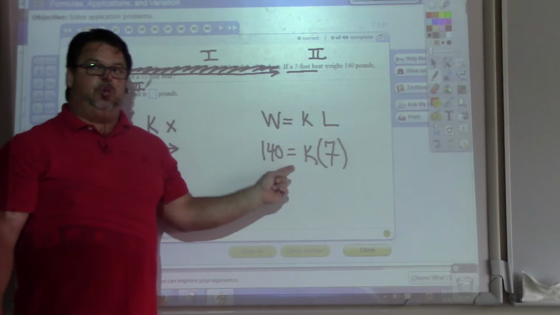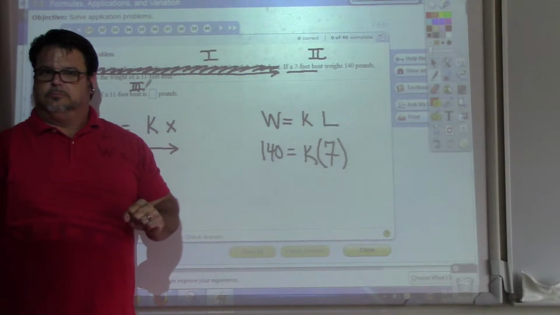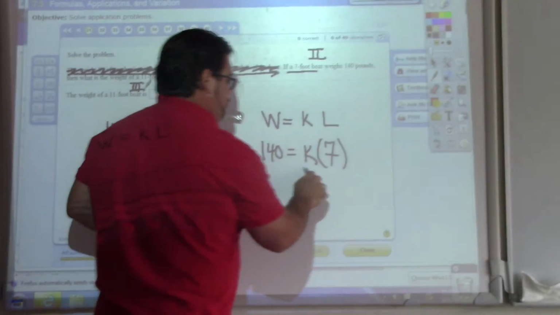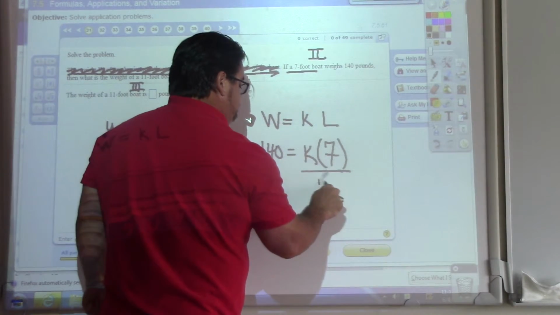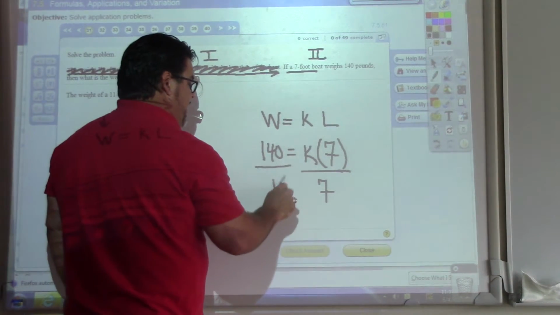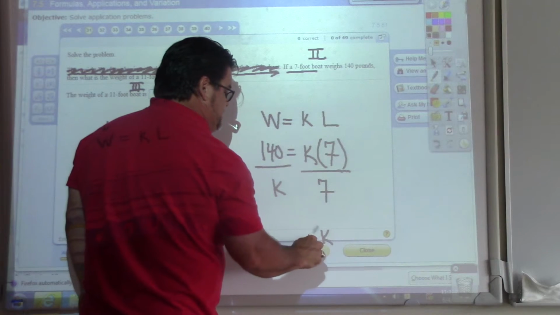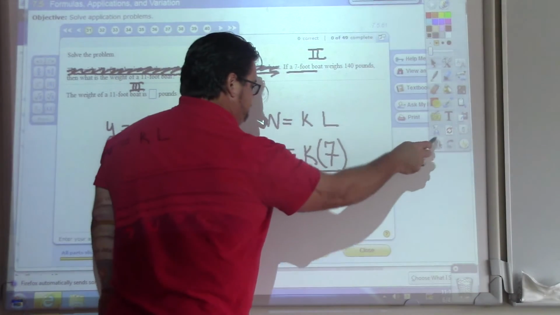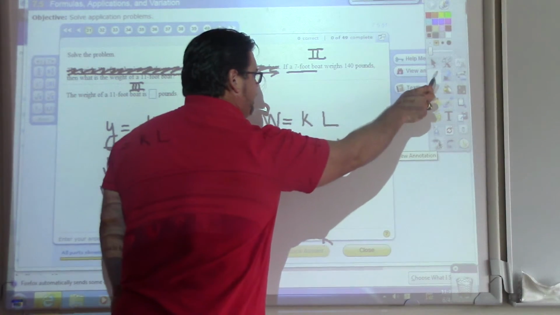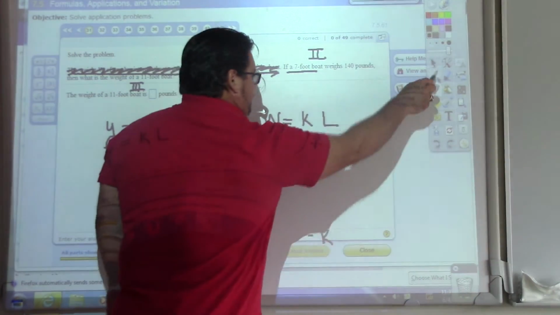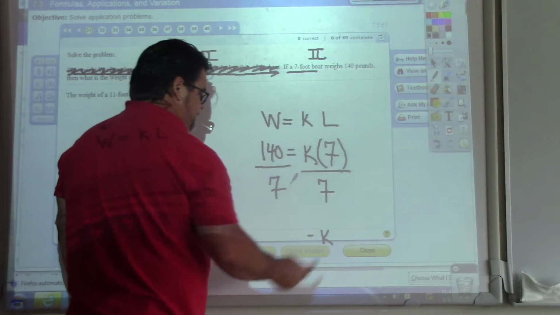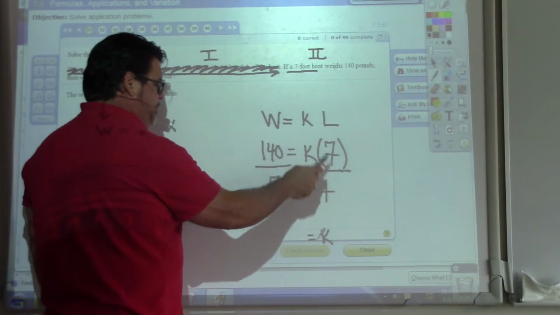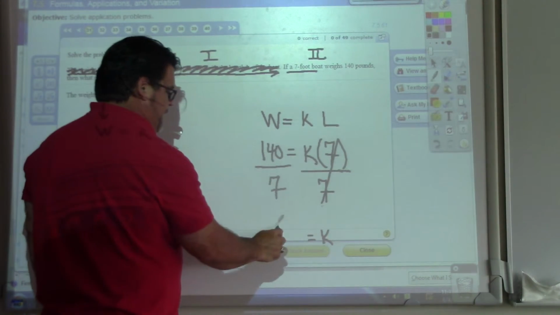Now, what is the only thing you can do here? Divide by 7. Divide by 7, and you solve for what? Okay, I have just found K. That is one type of question that it's going to ask. I'm sorry, I was thinking K. Sometimes I do that, it's okay. K is equal to 20.